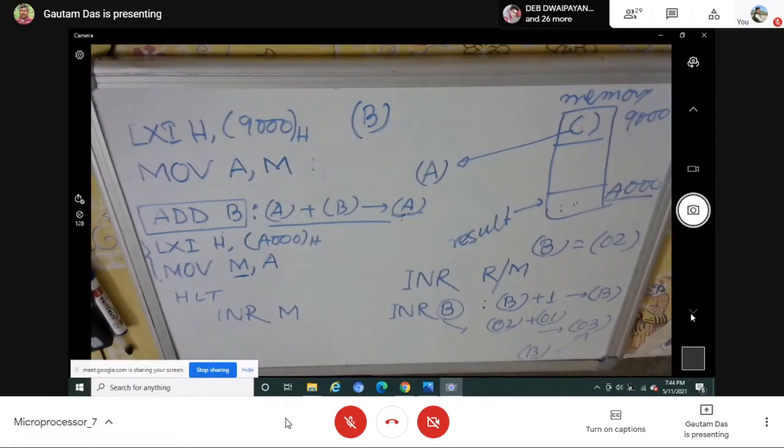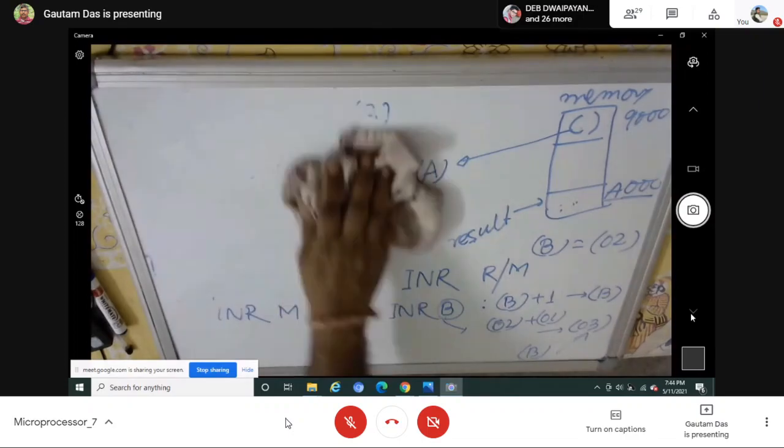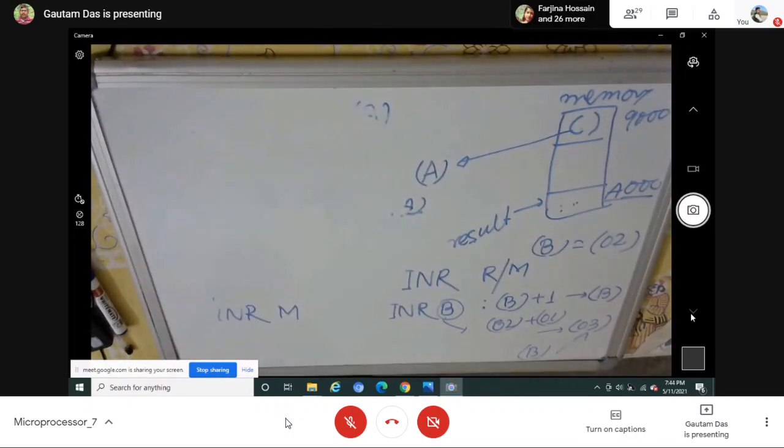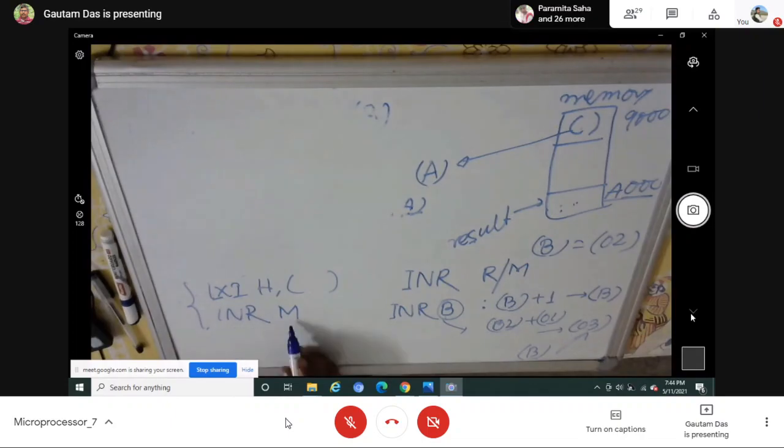You want to increment the content of a memory register by 1. That can be done, but the only thing is you must store the address of M in the HL register pair before using this instruction with that operand. That is possible. So INR is an instruction using which you can increment the content of a register by 1.